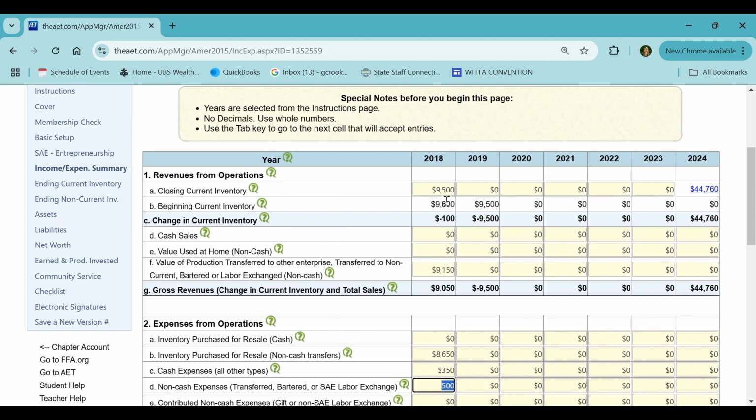All right, so you'll notice that the number from 1A, your closing current inventory from 2018, becomes your beginning current inventory in 2019. It automatically transfers it over to there. So then you have to look at your records and decide what did you end up with for closing current inventory, or add up what you ended up with on December 31st of 2019. So this individual has $10,335 as their closing current inventory in 2019.